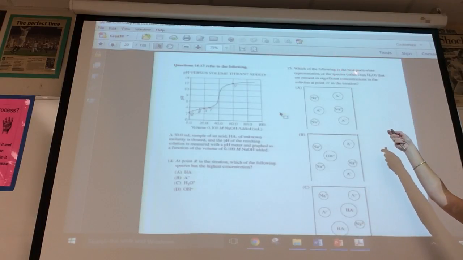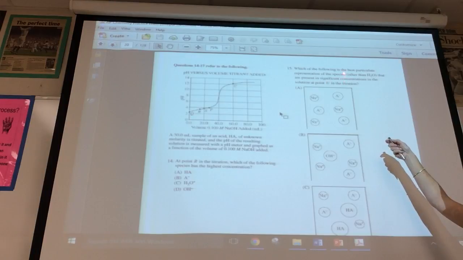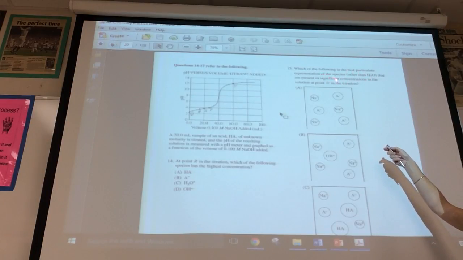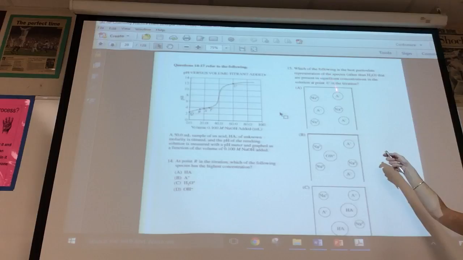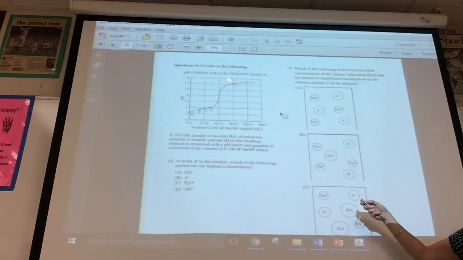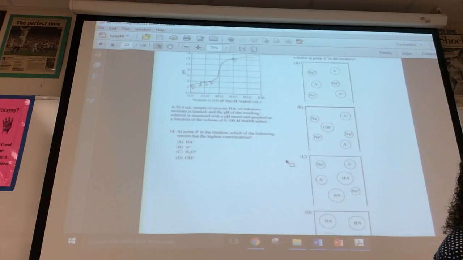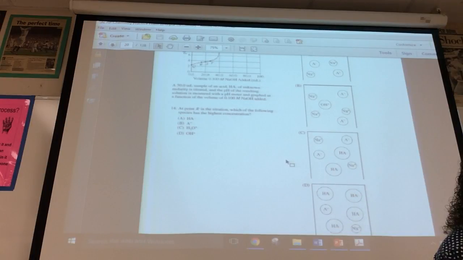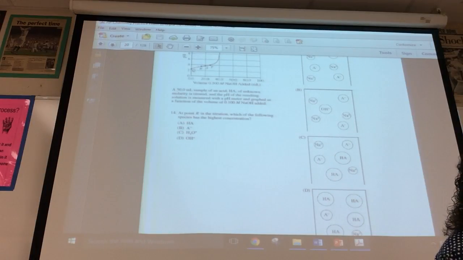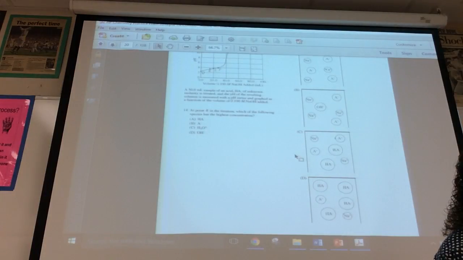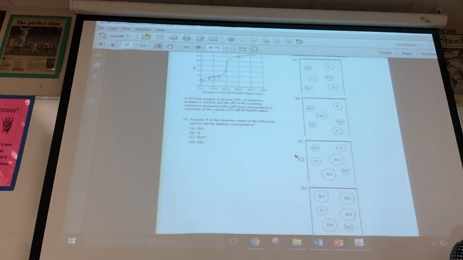Now it says, which of the following is the best particulate representation of the species other than water that are present in significant concentrations at U? At U, what do you have in excess? The base. The base, the strong base, the hydroxide ion, correct? Look at those diagrams, and without driving yourself nuts, what does it have to be? B. It's the only one with hydroxide ion.